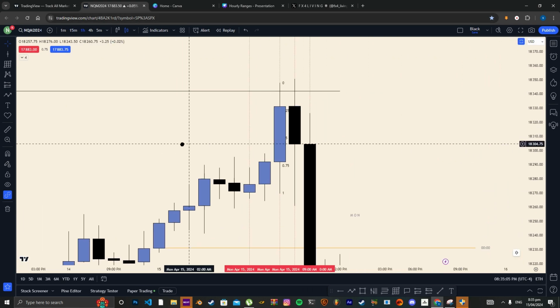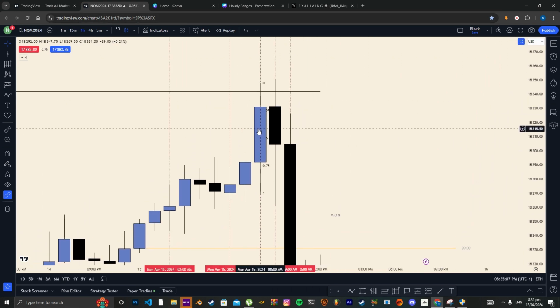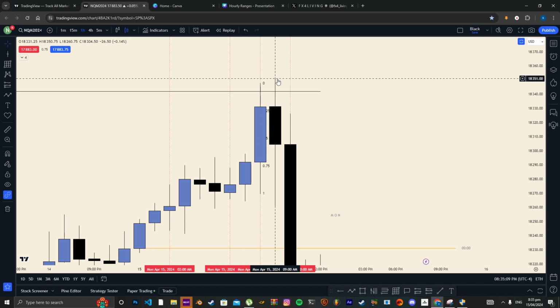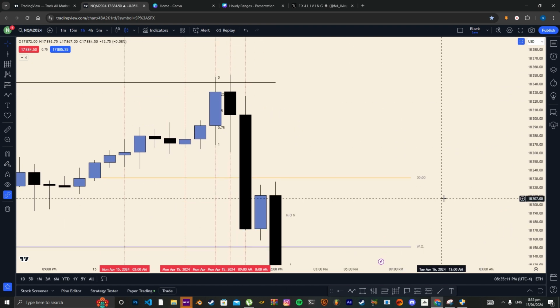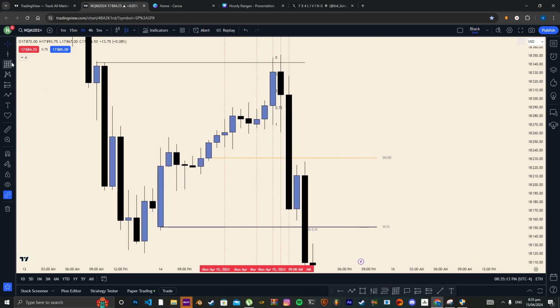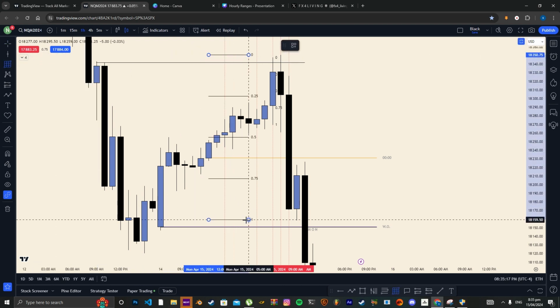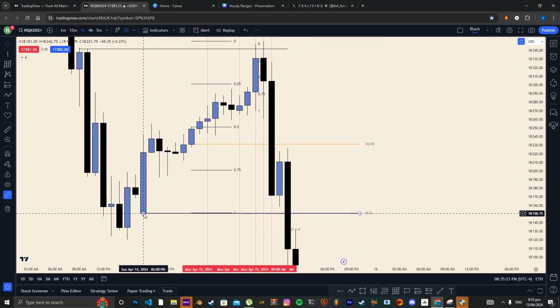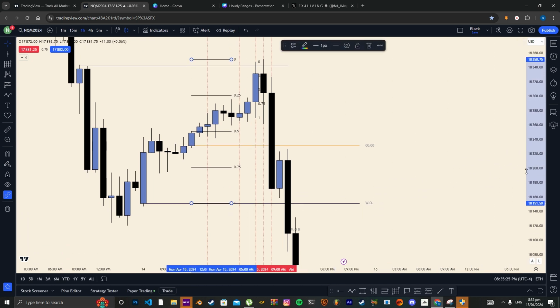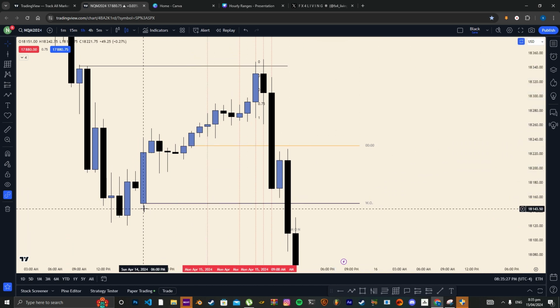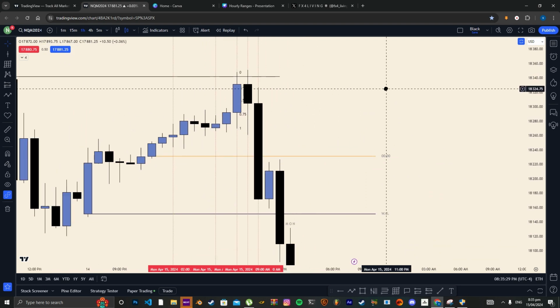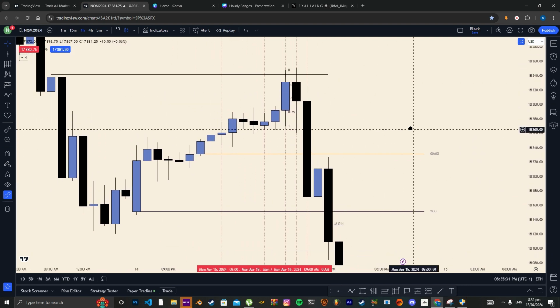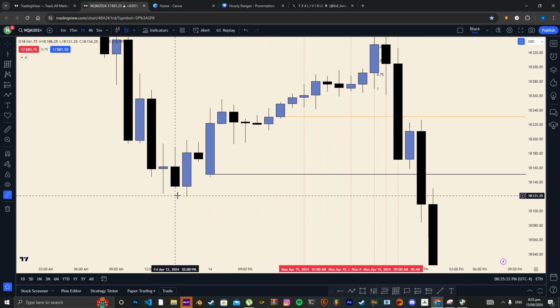So as you can see right here again, 8 a.m., 9 a.m. sweeps this high, and then we can target either 50% of the dealing range, which would be considered this overnight session. So we can target right here, 50% level, and then we can also target the low of the Sunday open. So that's just one example for a sell side example.